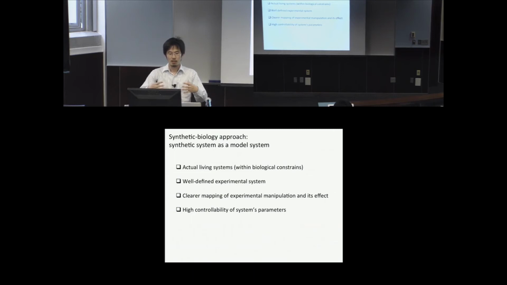It's still bound by that limit. And at the same time, it's a well-defined system, because you engineer it, so you know what you did to the system. Since you know what you put in, you can draw a clear mapping between what you do to the system and what comes out as a result. And since you can choose what to put in, you can make your system very controllable. If there are certain parameters you want to change, you can construct the system in such a way that you can control that parameter experimentally.